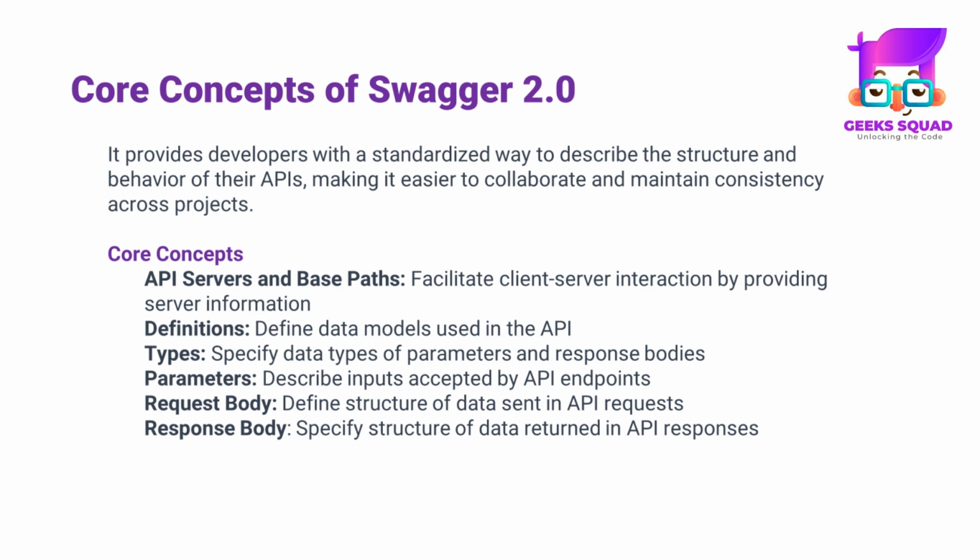Swagger allows you to specify the HTTP status codes returned by your API operations along with a description of what each status code represents. This helps clients understand the result of their API calls and handle errors gracefully. I will walk you through the process of building a simple API using Swagger. We will define API endpoints, parameters, request and response bodies, and then generate interactive documentation using Swagger UI. Let's get started.